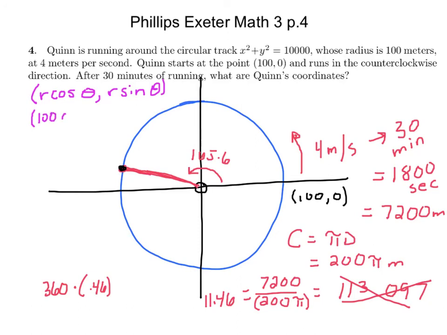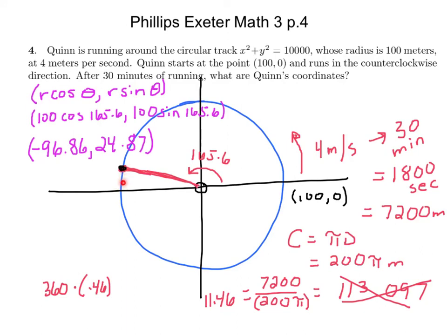So 100 cosine 165.6, comma 100 sine 165.6. And let's do some calculator work here. Okay, so after our calculator work, we got a negative 96.86, which makes sense because all the way to that intersection point there would be 100, a little bit shy of that. And then we have a 24.87 for the y-coordinate. It looks like it's up about a quarter because it's 100 to the top. Questions there?